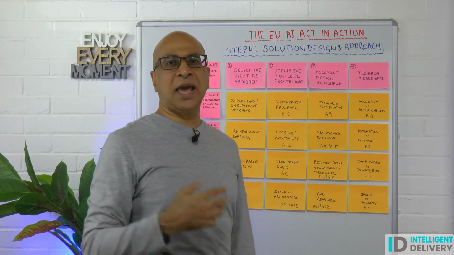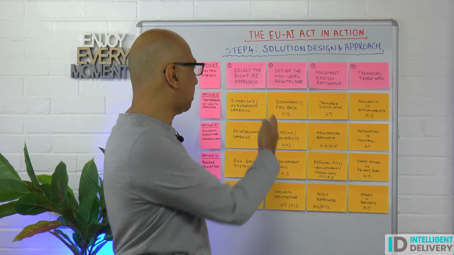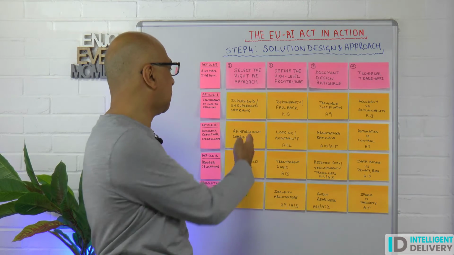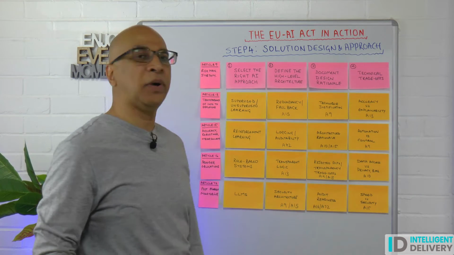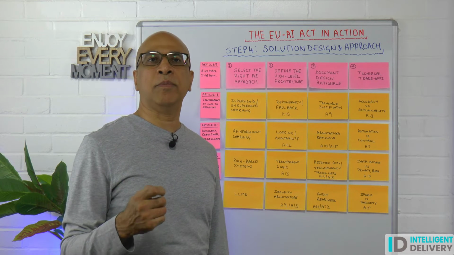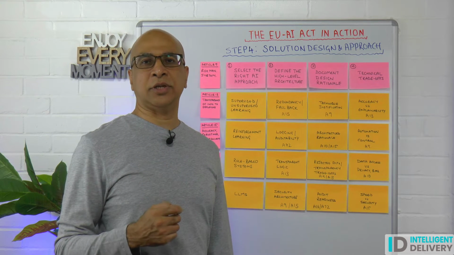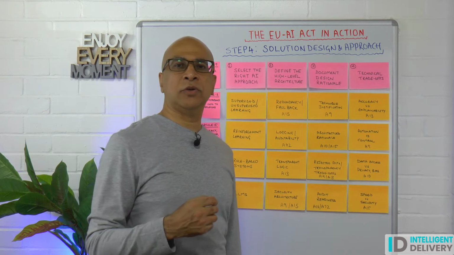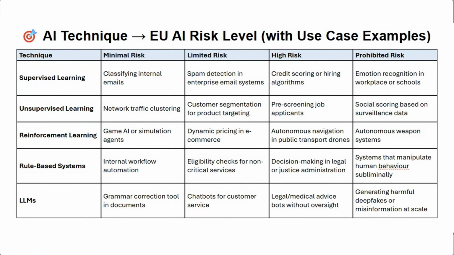So whilst the AI technique does matter, whether it's supervised or unsupervised learning, whether it's reinforcement learning, rule-based or LLMs, the biggest impact actually comes from the use case that's actually applied. Now on the screen you'll see examples of a single AI technique and how the risk classification changes depending on the use case. So let's take the supervised learning technique as an example.